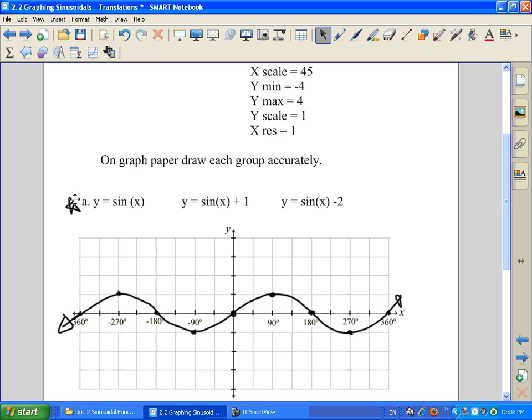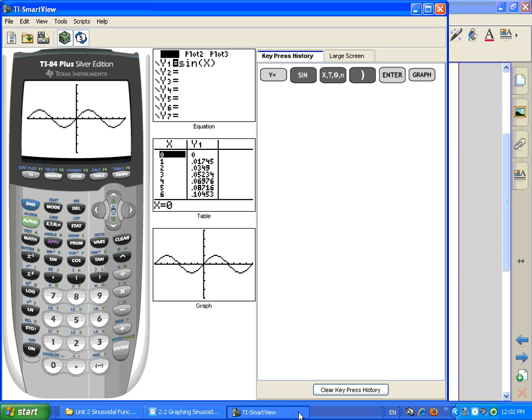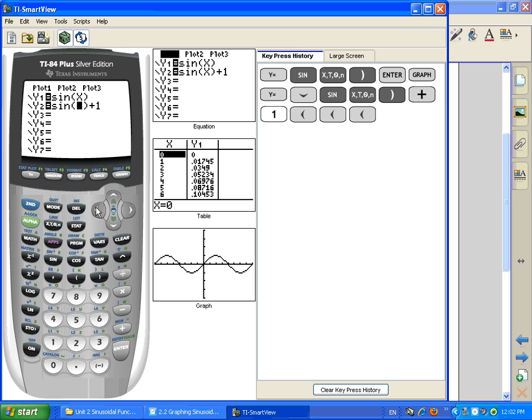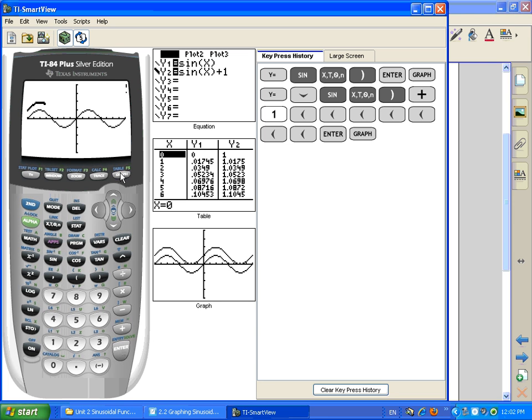Now we want to do sine x plus 1. So I'm going to flip back to my graphing calculator. I'm going to go down to y equals, go down to my second one, and press sine x plus 1. But before I graph it, I'm going to go to the very beginning and press enter once, just so that I can see a thicker line. Now I'm going to press graph. You'll notice what's happened to that sinusoidal graph of sine x: it's actually shifted up 1 in every case.